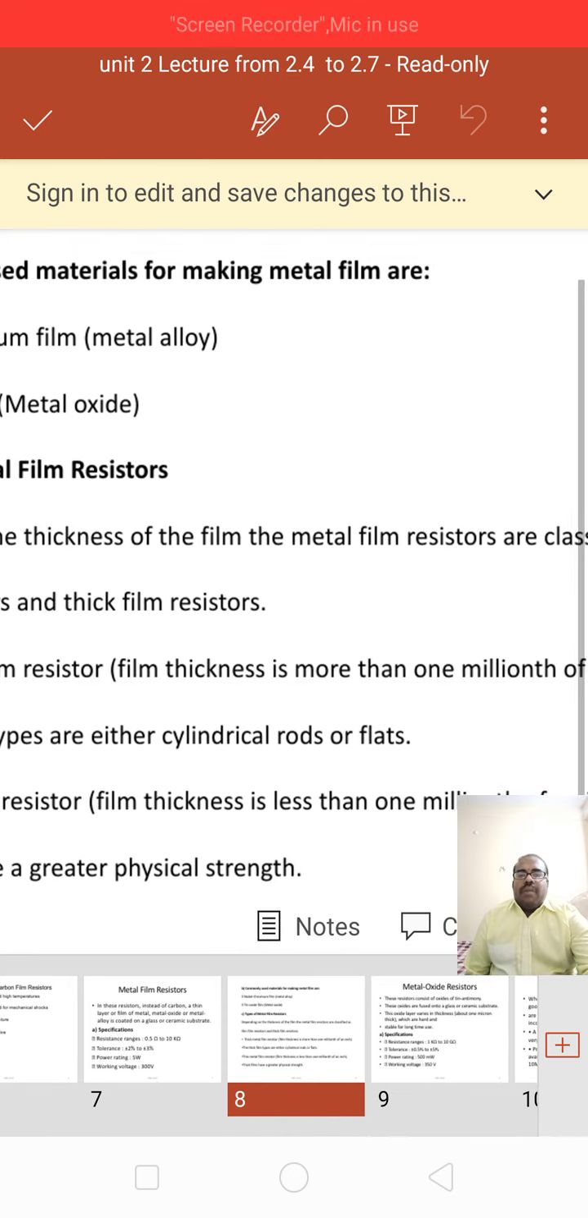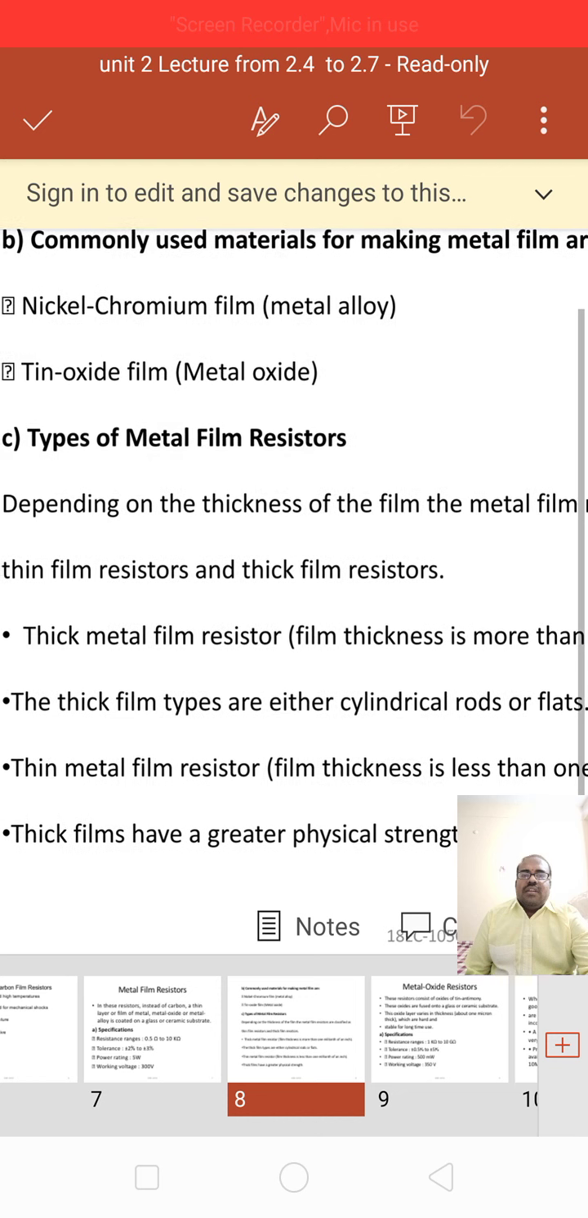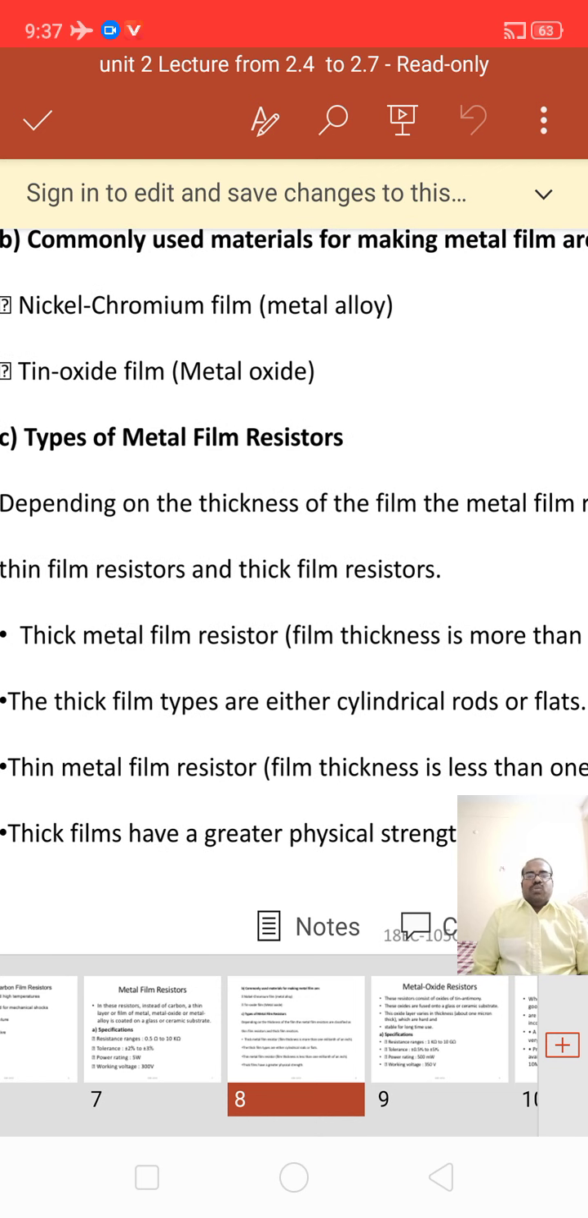Next, commonly used materials for making film are, first one, nickel chromium film, a metal alloy. First of all, we must know what is meant by alloy. An alloy is a composition of different types of materials. Here we are using nickel and chromium. These are two different materials, and we are combining them into one material, so it is nothing but a metal alloy.